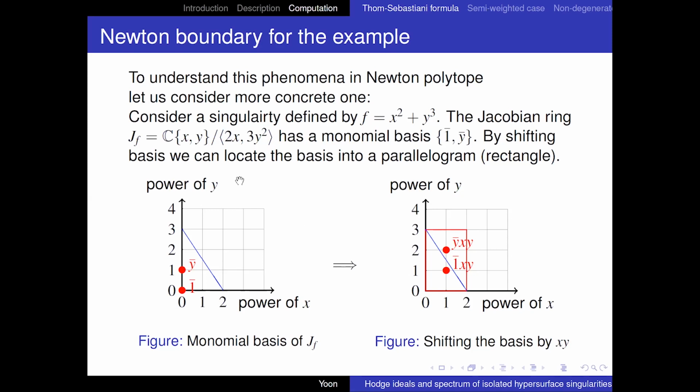So from the Jacobi ring, we have a monomial basis. We move each point by (1, 1, ..., 1), which means multiplying by x1, x2, up to xn. That puts all the points exactly inside the box generated by this basis.